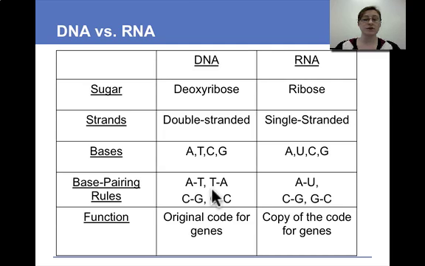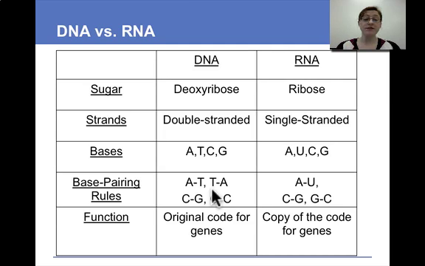Most importantly, here's one of your objectives. You need to know this chart back and forth. You need to be able to identify key differences in the structure of a DNA molecule versus RNA. One of the things with DNA is that it's double-stranded, right? And that's how we get that double helix shape. RNA doesn't have 2 strands bonded together, it's just a single strand. You can see that they use different sugars as well.